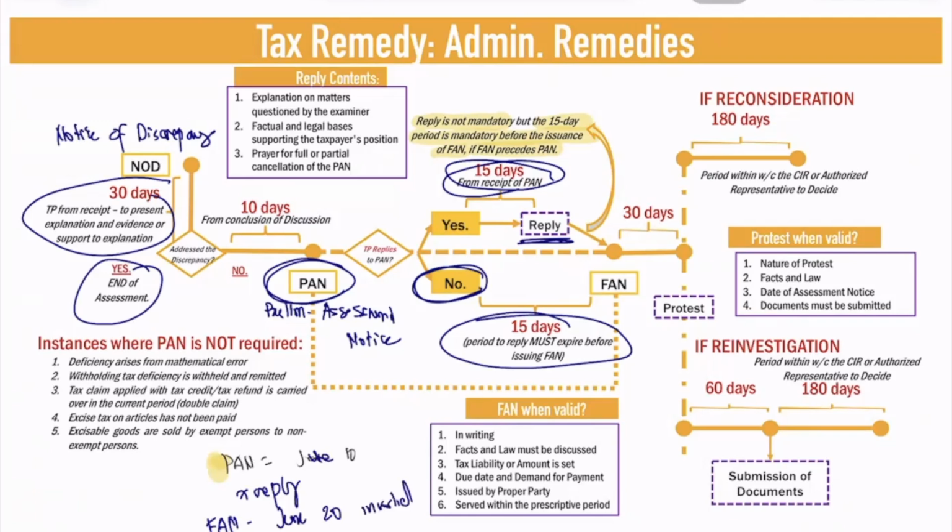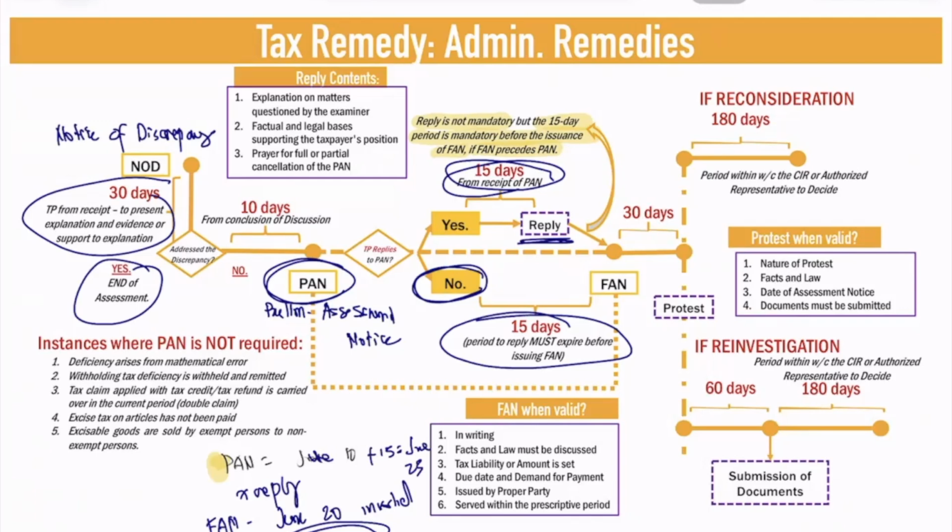Why? Kasi nga, mandatory yung 15-day period. So kailangan, magbibigay lang ng FAN si BIR ng June 26. Why? Kasi nga, plus 15 days, ang last day to reply ay June 25. So after the expiration of that reply period, pwede na siyang mag-issue ng FAN ng June 26. Ingatan nyo yun, ha? Reply is not mandatory for the taxpayer, but the 15-day period is mandatory. The BIR cannot issue a FAN without the exhaustion of the 15-day period.